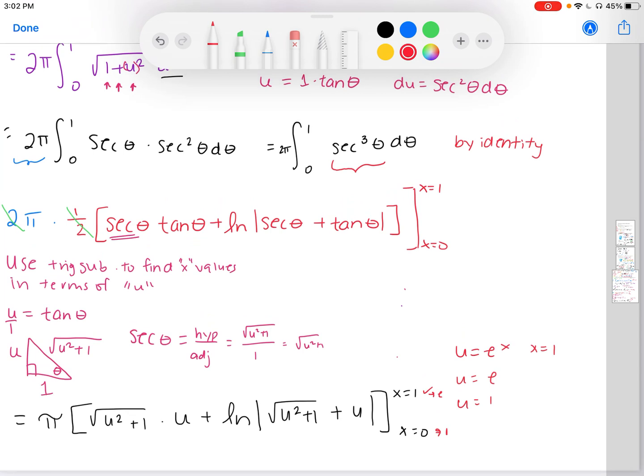Let's go ahead and plug in 1 and 0. Now, it seems as though I've run out of space, but I think you're able to continue from here. Your final answer will be pi of the square root of e squared plus 1 times e plus the ln of the square root of e squared plus 1 plus e, minus the square root of 2 plus the ln of the square root of 2 plus 1.